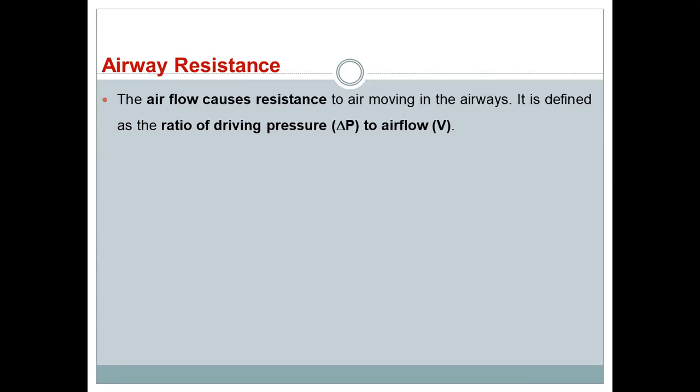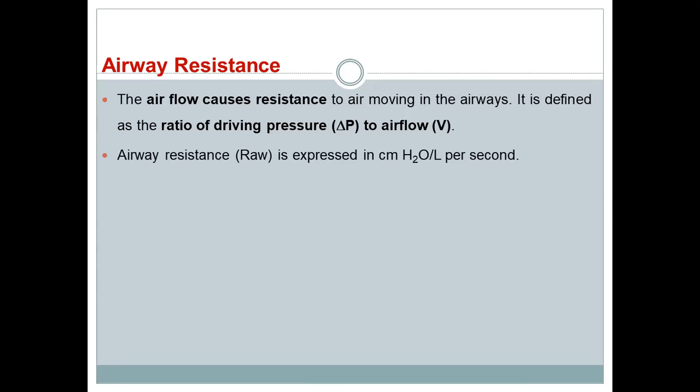As we are concerned that a normal amount of gases should reach the alveoli to cause normal diffusion, this is very important. If the resistance is much more, the normal amount of air will not reach the alveoli. So these factors again are very important.